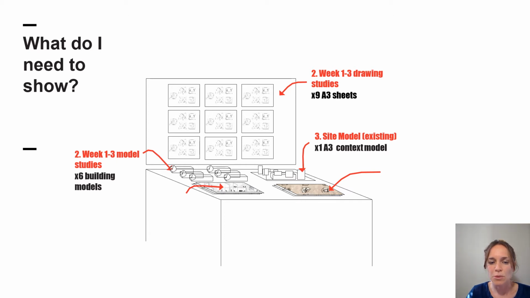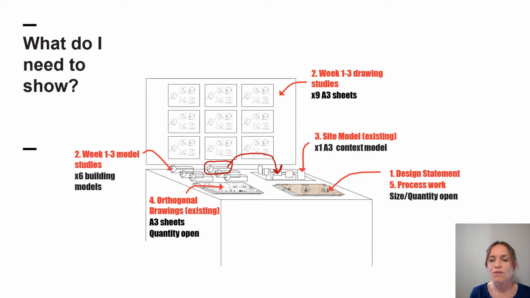And the idea is that you would be able to put these models here into this site model to demonstrate how they work in context. The fourth thing that you'll be showing is your orthogonal drawings, the existing drawing set. And the fifth thing you'll be showing is your process work. What I'm asking for is for you to put your design statement on the top of your process work book or pile.